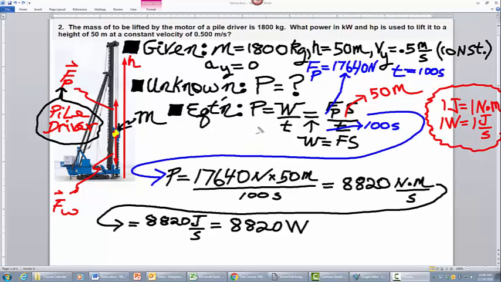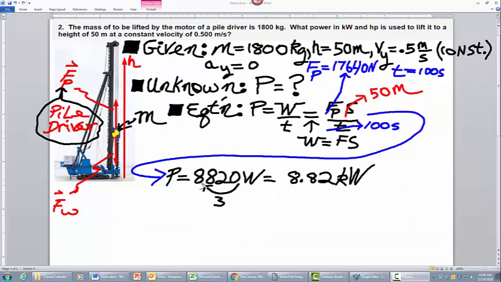Substituting in numerically to find the power of the pile driver's motor, we get that the power is F sub P times S divided by the time, where F sub P is 17,640 newtons. We substitute that in, times S, which is 50 meters, divided by the time, which is 100 seconds. This gives us 8820 newtons times meters per second. But a joule is a newton times a meter. So this gives us 8820 joules per second, and then a watt is a joule per second. So we have that the power is 8820 watts.